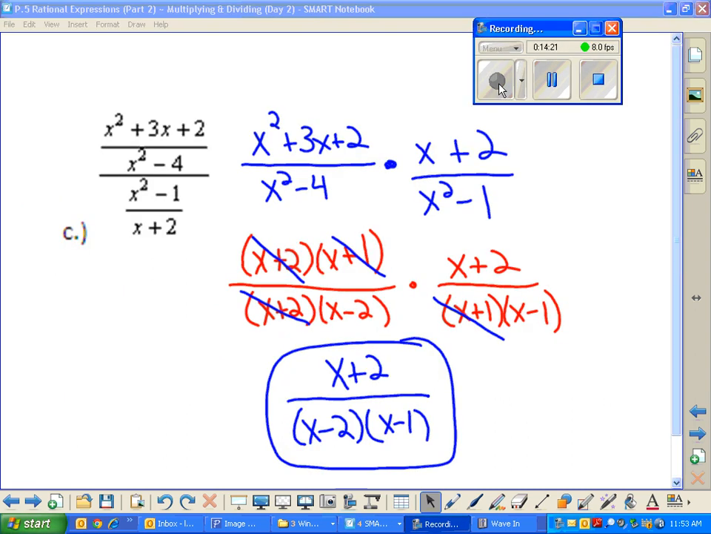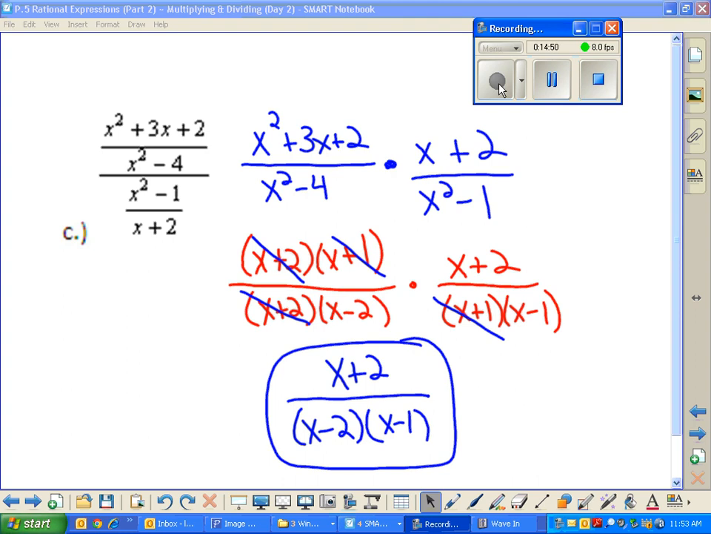Okay, so here's your answer to part C. You'll see I walked through the steps. First, I set it up as multiplication, and then I factored everything in the problem, and then I reduced out my factors of 1 to write my answer, x plus 2 over x minus 2, x minus 1. How do we do on that one? Good? Questions? All right, next one.